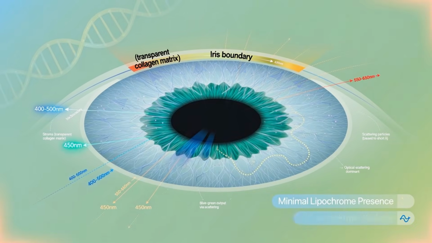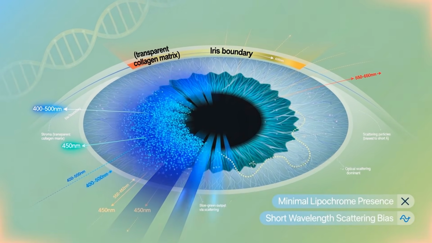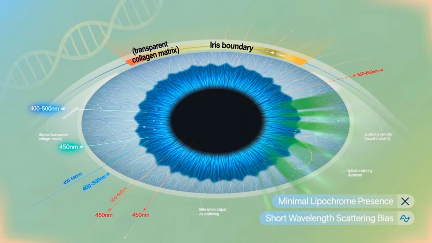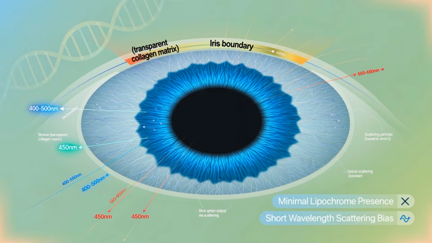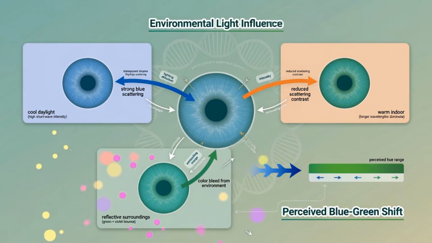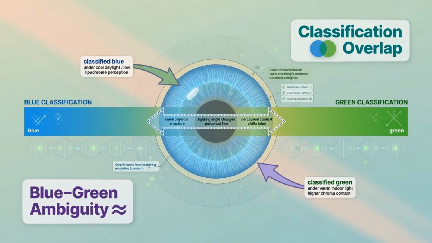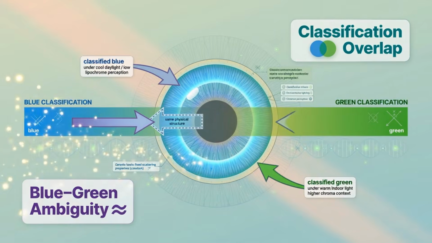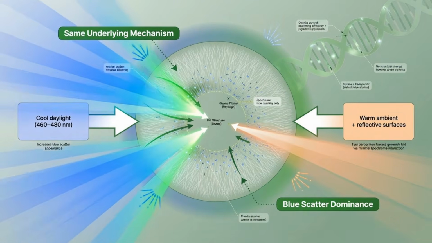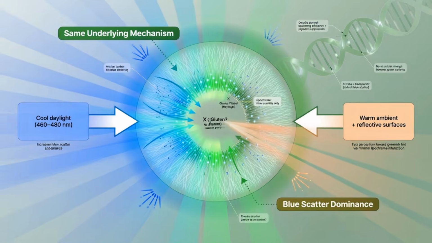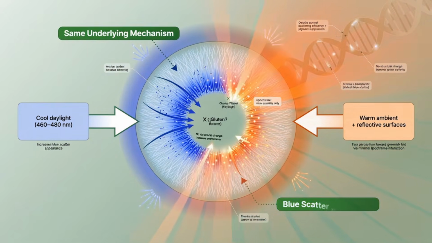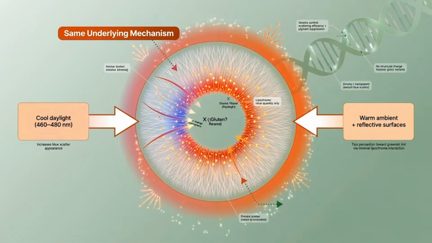Moving to the blue-green boundary, there's a variant where the lipochrome content is minimal, just a faint trace, and the scattering mechanism in the stroma leans heavily toward shorter wavelengths. The eye reads as somewhere between blue and green, depending on the environment, the lighting, and even the colors surrounding it. This is sometimes grouped with blue eyes and sometimes with green, which is part of why it's frequently mislabeled. The underlying mechanism is the same as in a clearer green eye, but with so little yellow pigment present that the blue scatter dominates most of the time. External conditions tip it one way or the other.